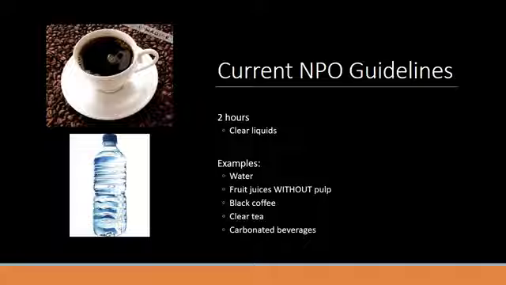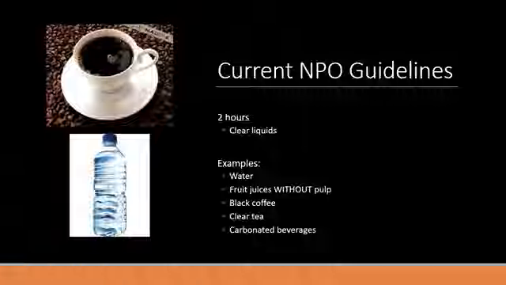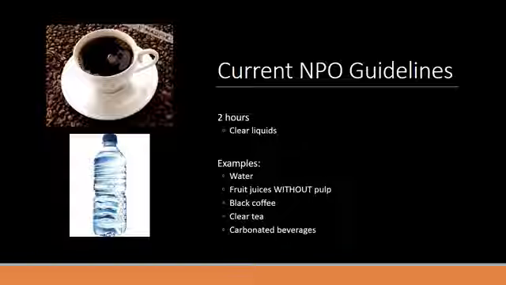In terms of other instructions, you also want to make sure that you review the NPO guidelines, how long they need to not eat. For clear liquids, things like water or fruit juices without pulp, no hard debris in the liquid, so no orange juice with pulp or any sort of particulate matter. Black coffee is considered a clear liquid even though it's not technically clear. It doesn't have any particulate in it. Clear tea and carbonated beverages like Coke or Sprite are all clear liquids.